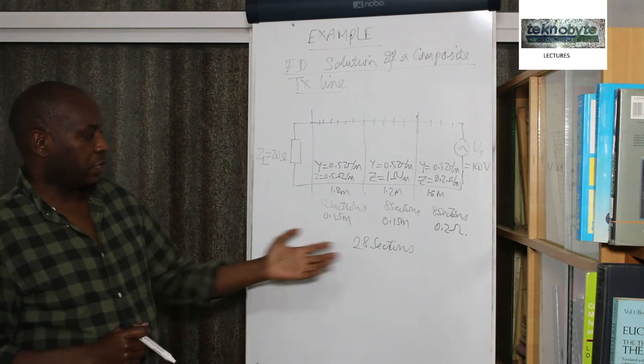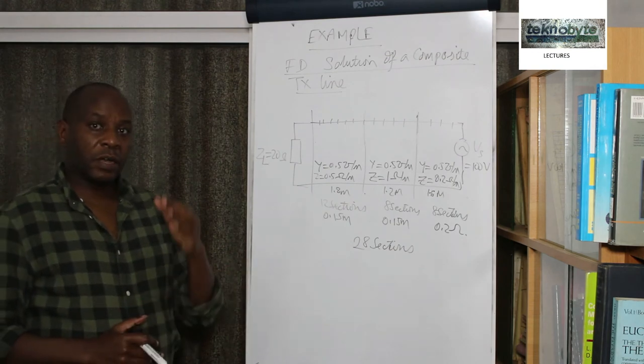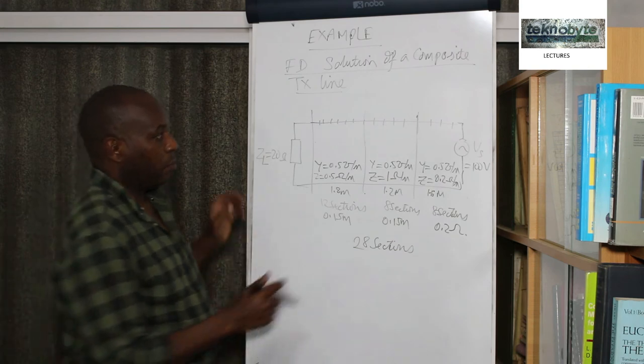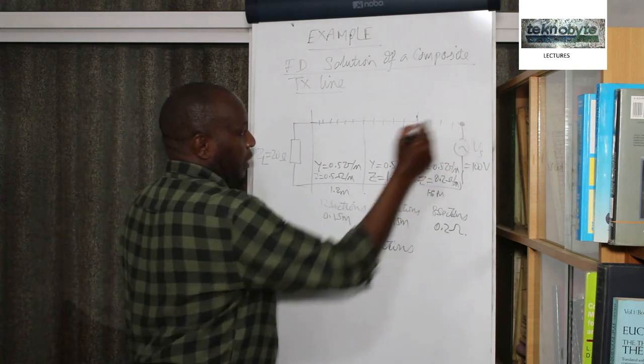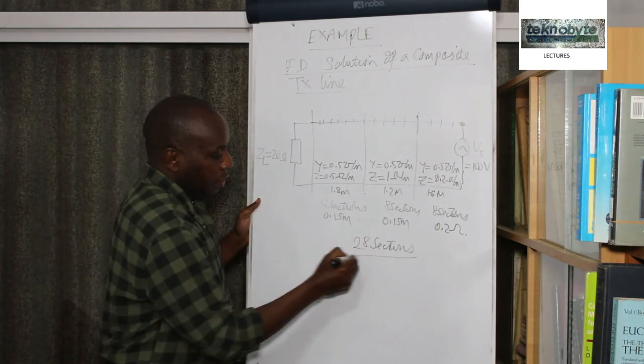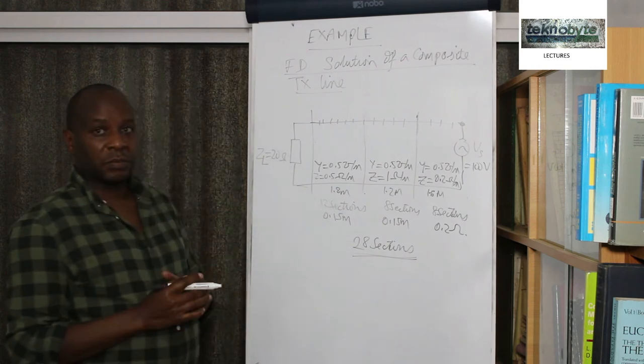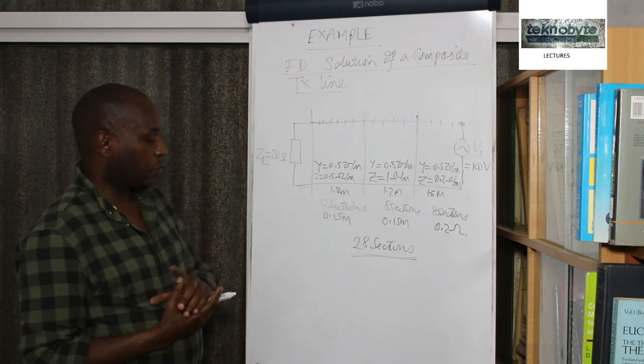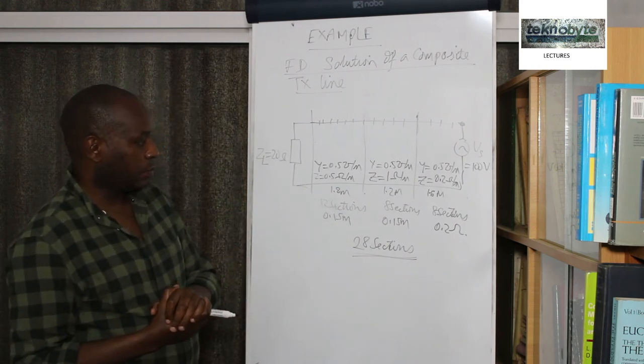So again, we say that with 28 sections, we have 29 nodes. But we know that we don't have to solve for the last node. So we will be solving a 28 by 28 matrix. So we'll be solving for 28 node voltages.